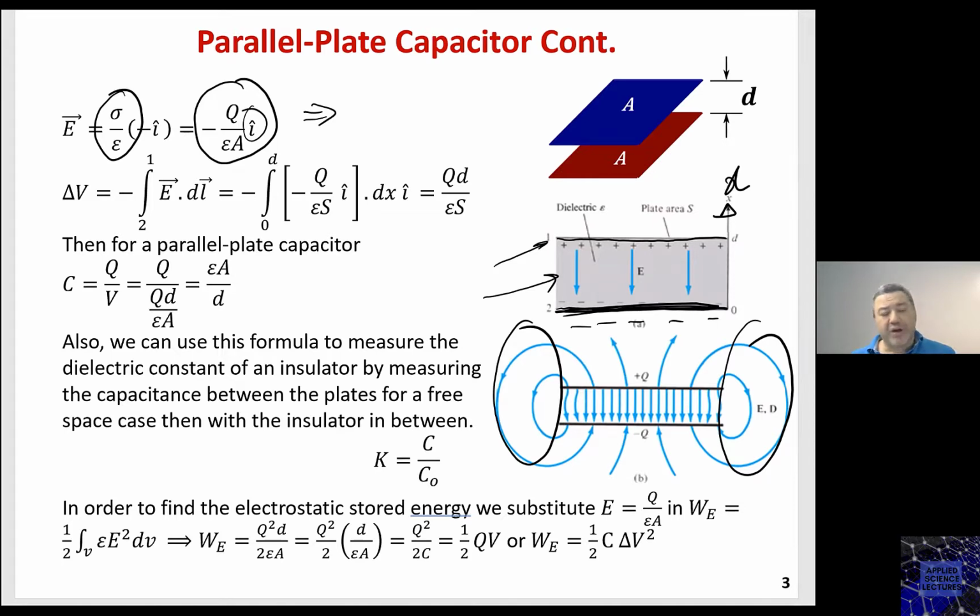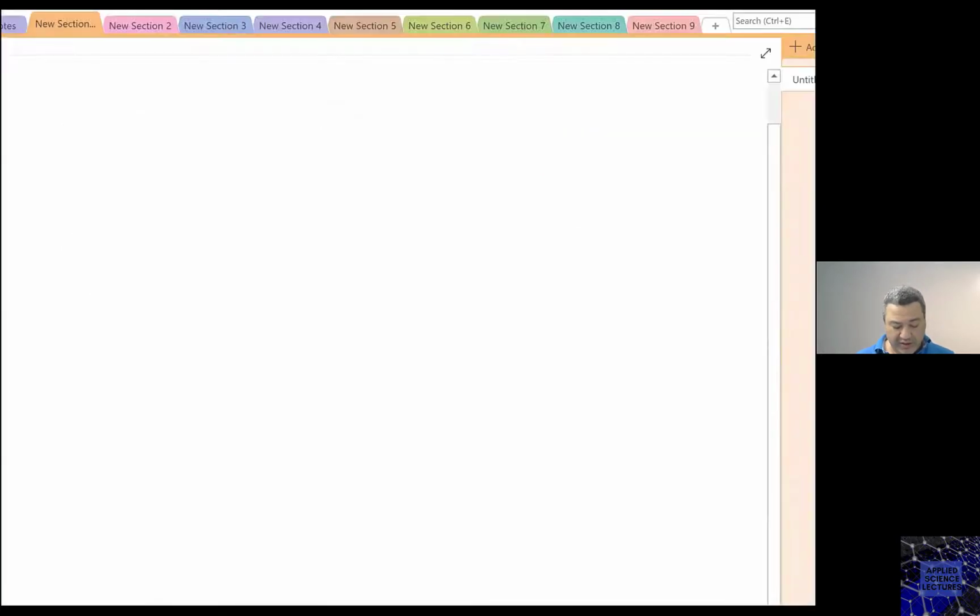Now, in order to derive the potential difference, we will do the integration from the negative plate toward the positive plate, with a minus sign, of the dot product of the electric field and the differential element. In this case, the electric field is uniform. As we can see here, we substituted the electric field.